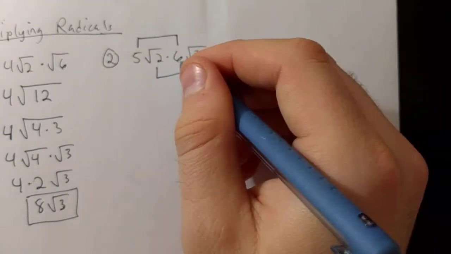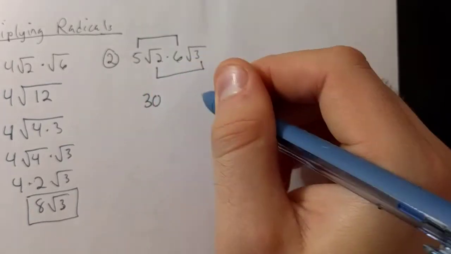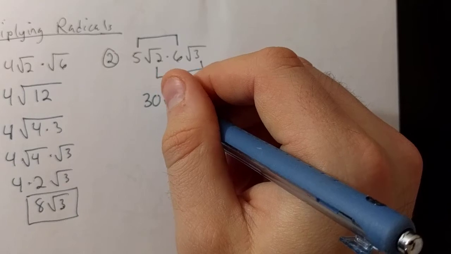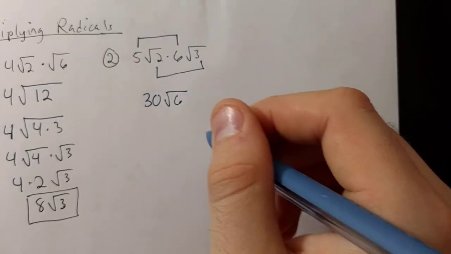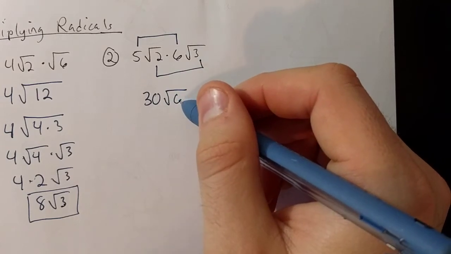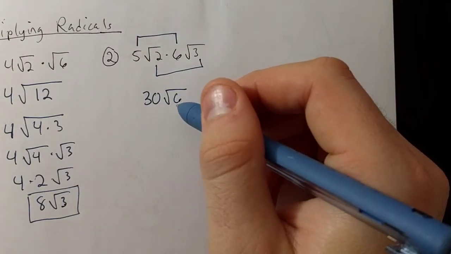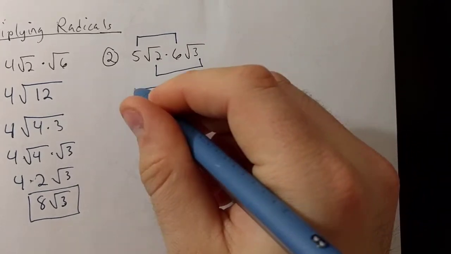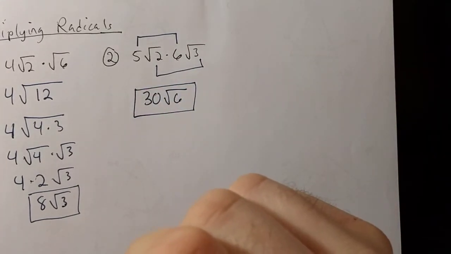Bring those together. So 5 times 6 is 30. And then the square root of 2 times the square root of 3 is the square root of 6. So 30 root 6. 6 is hiding no perfect squares. 4 doesn't go into it, and that's the only one less than 6. So at this moment, you are done multiplying the radicals together.